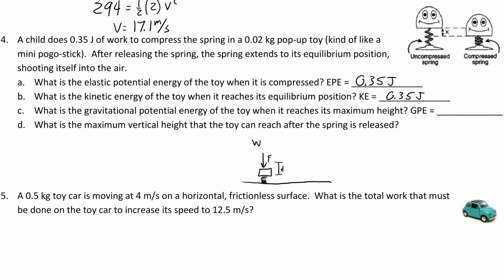And the force times distance was equal to the work done. So the work done is equal to the potential energy stored in the spring. Now the spring pushes itself back up to its equilibrium position. When you let go, this is the spring in equilibrium right here. There's no more elastic potential energy anymore. All of that elastic potential energy is being transferred into kinetic energy.